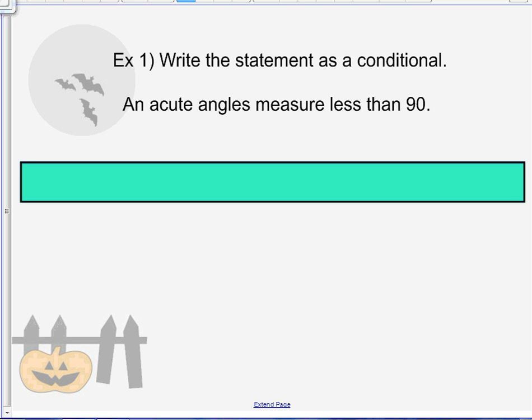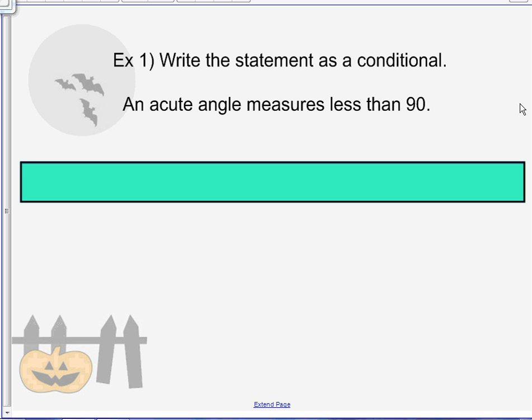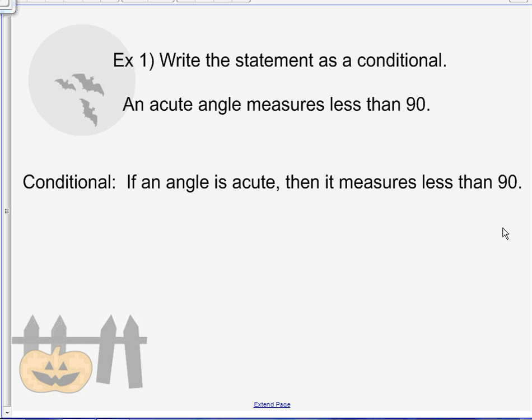Oftentimes what you can do is take a statement like, an acute angle measures less than 90 degrees. Alright, fix my typos. An acute angle measures less than 90 degrees. So we can create an if-then statement out of this particular sentence. For example, we could say, if an angle is acute, then it measures less than 90 degrees. As you can see, we have our hypothesis and we have our conclusion.